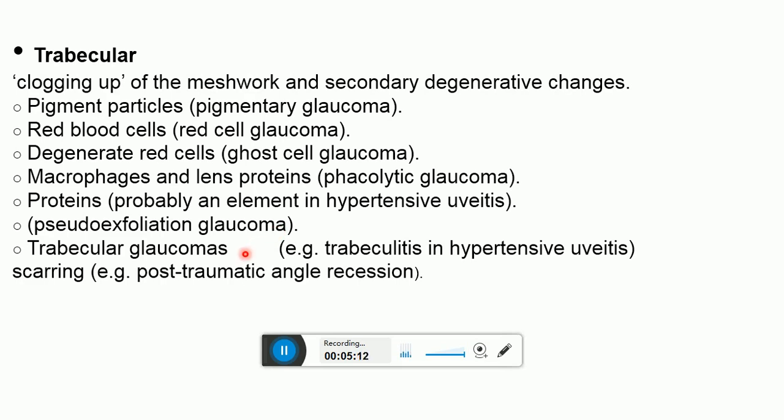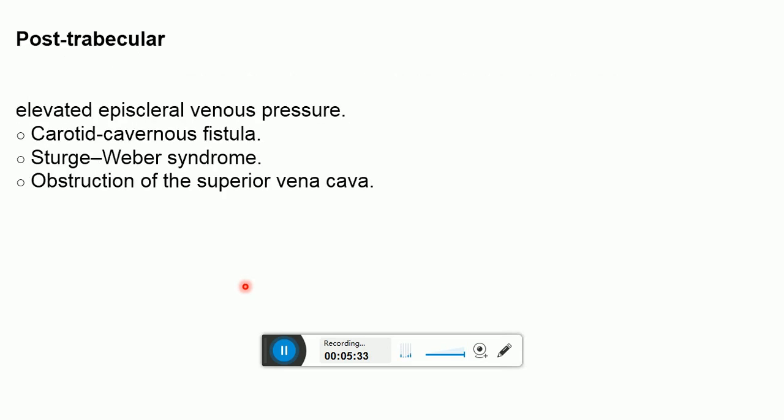Trabecular glaucoma may also be caused by alteration of the trabecular fibers themselves by edema in trabeculitis in hypertensive uveitis, or scarring like post-traumatic angle recession. So this can also cause open angle glaucoma. Post-trabecular, in which the trabeculum itself is normal but aqueous outflow is impaired as a result of elevated episcleral venous pressure, like in carotid cavernous fistula, Sturge-Weber syndrome, obstruction of the superior vena cava.